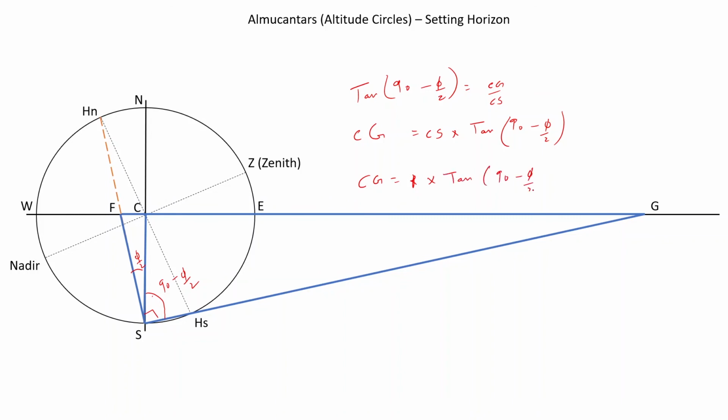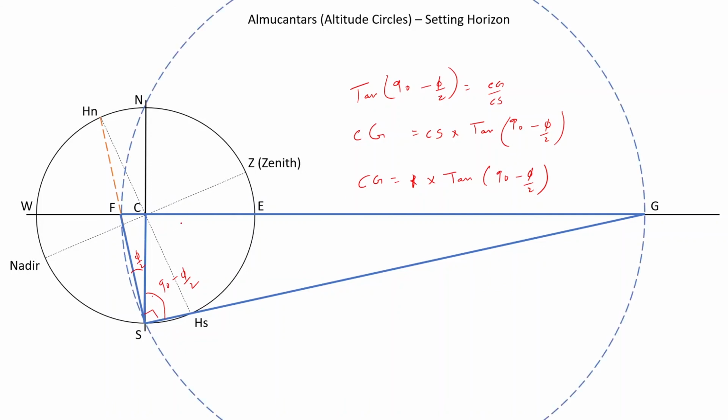Hence the diameter of the circle of the horizon is CF plus CG, which is equal to FG. Draw a circle of diameter FG having center on the equatorial line such that it passes through the points F and G. This is the horizon for the observer at latitude phi.